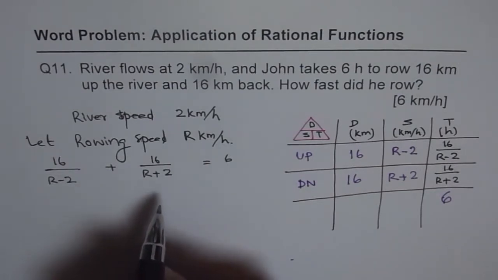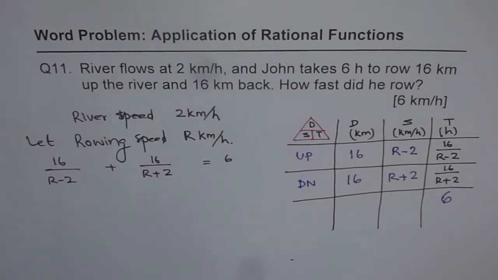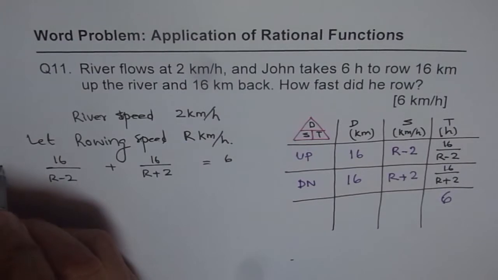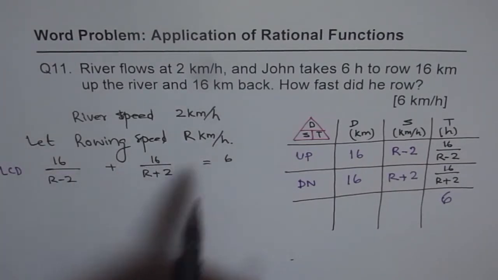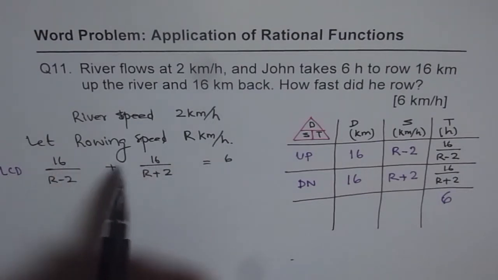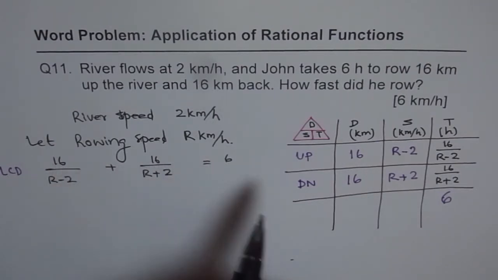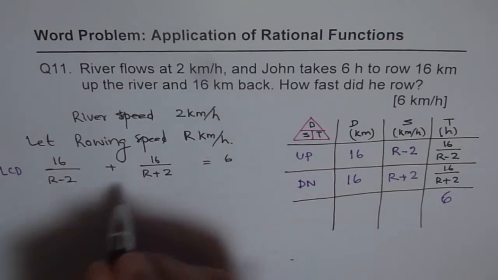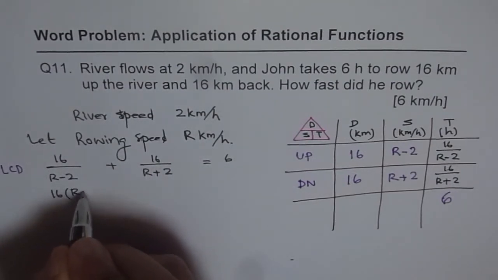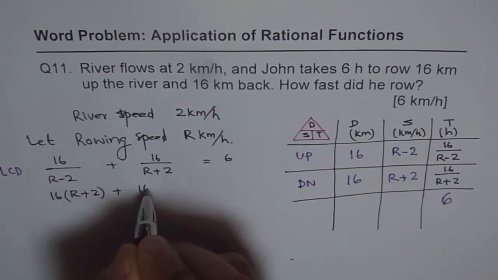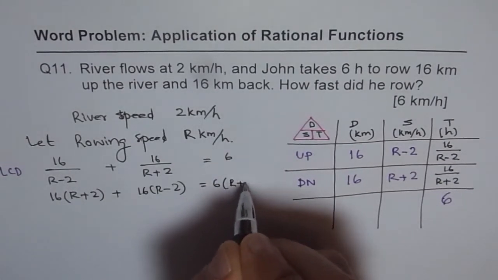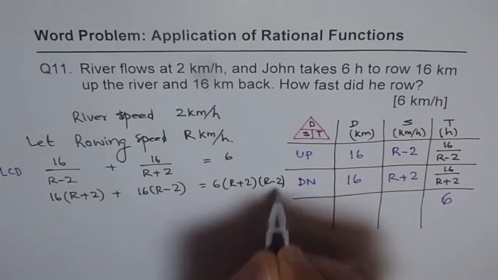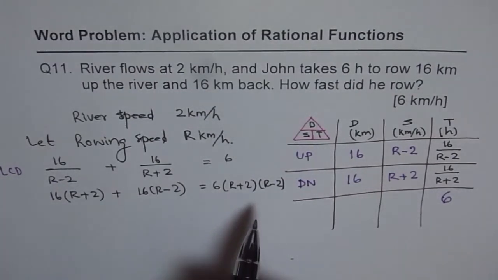So you get the equation. From here, you can get a quadratic equation by multiplying by the common denominator, so find the least common denominator and multiply with that. Some of you can also simplify it first, dividing everything by 2, getting 8, 8, and 3, and then doing the same thing. But in this case, I'll just do it straight. I'll do 16 times r plus 2 plus 16 times r minus 2 equals 6 times r plus 2 times r minus 2. I'm trying to show you how to simplify this expression.